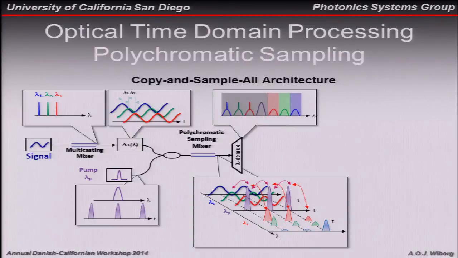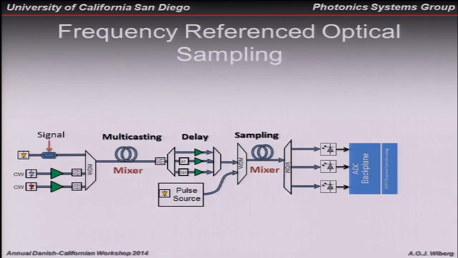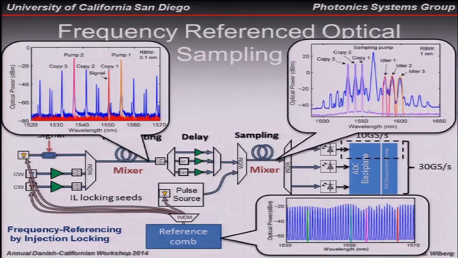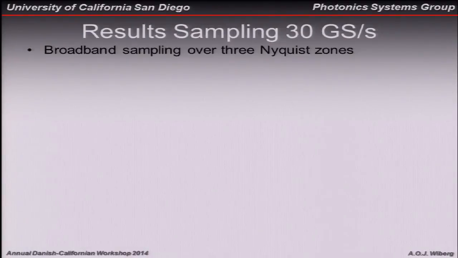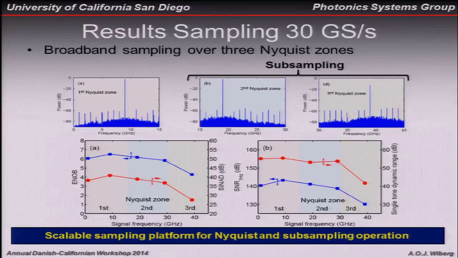Since I'm running out of time here, I just very quickly say that you can also use the frequency combs to time domain process, and we've shown this in the past where you can copy and sample all architecture. We use 2 mixers for multicasting and sampling, and we implemented this with the referencing, which reduces the crosstalk in the sampler, and we're now operating at 30 gigasamples per second. And we can use it over many Nyquist zones because of the bandwidth of the receiver. Here we see the drop in response due to the modulator we're using.